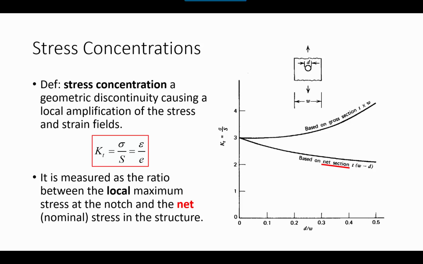We call it a capital KT or KTS, which is a ratio between the local maximal stress, so sigma, the local stress at the notch, and the net stress, which is the nominal stress in the structure, a stress that's measured in the ligament by the notch. In our next slide, we'll get a better understanding for what that means, but in essence, it is the net section that we are going to be measuring.